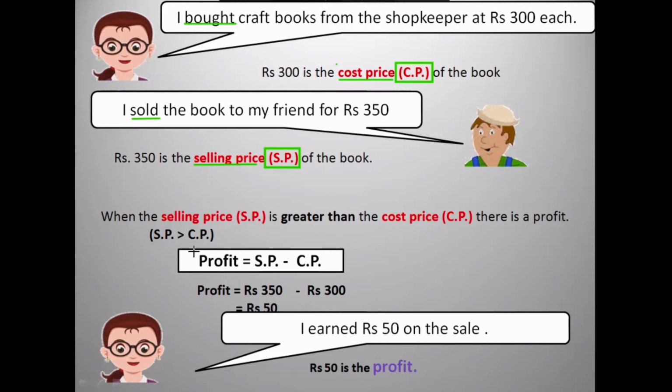Now I sold it for 350 rupees and the cost price of the same book was 300. When we subtract, I got 50 rupees. That means I gained rupees 50 on the sale. So here rupees 50 is nothing but my profit.